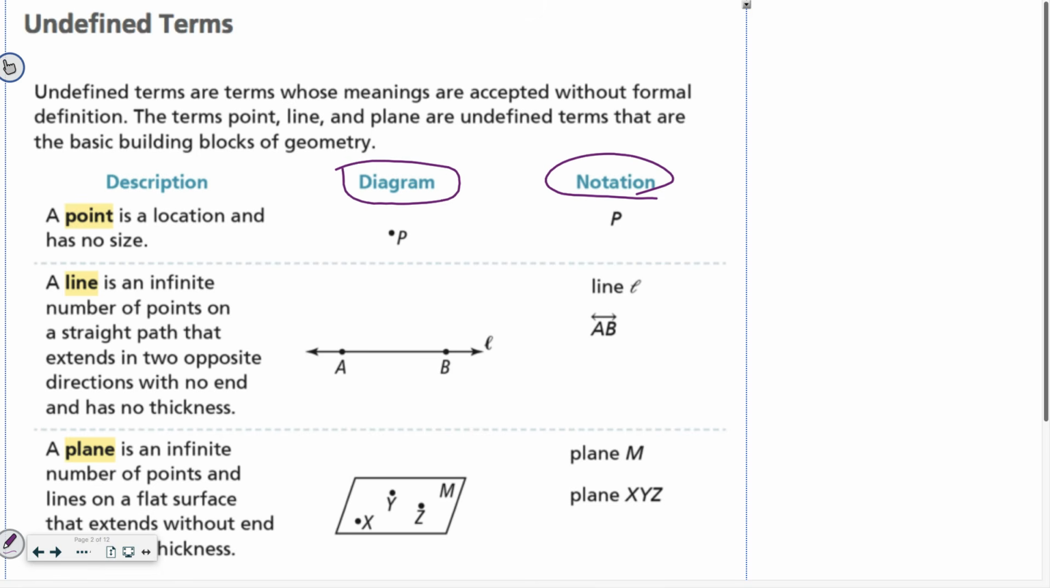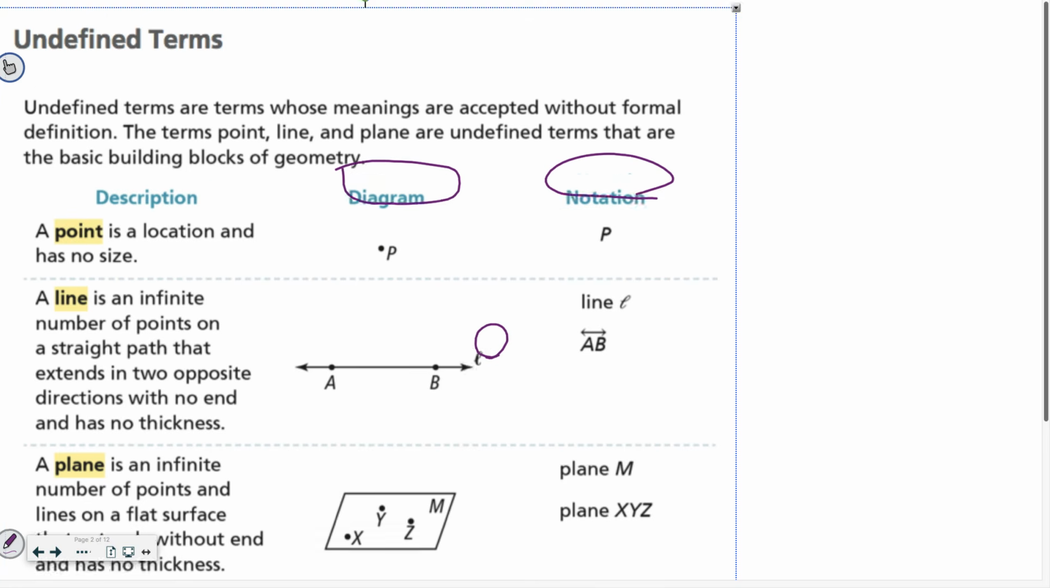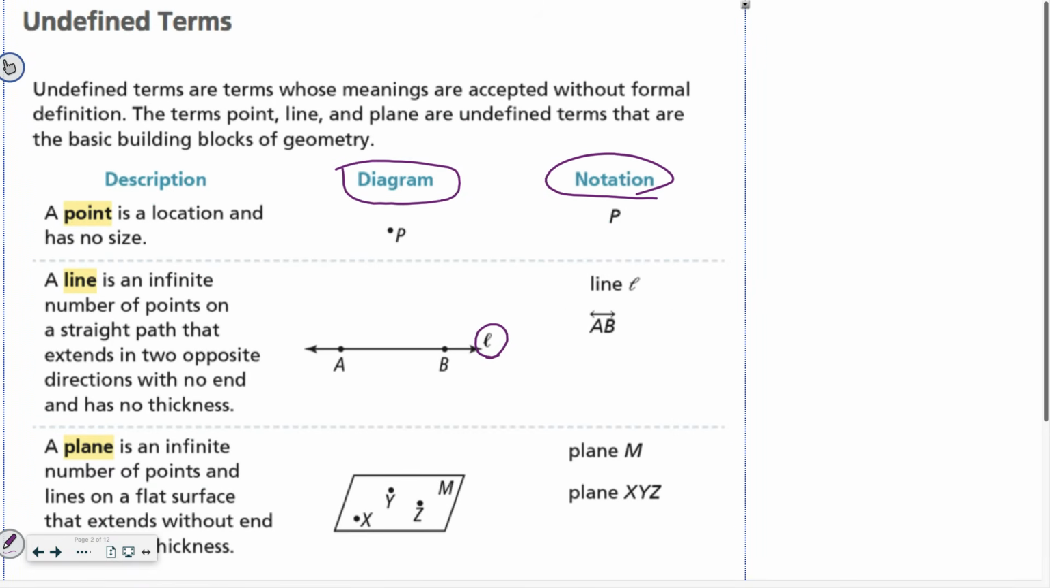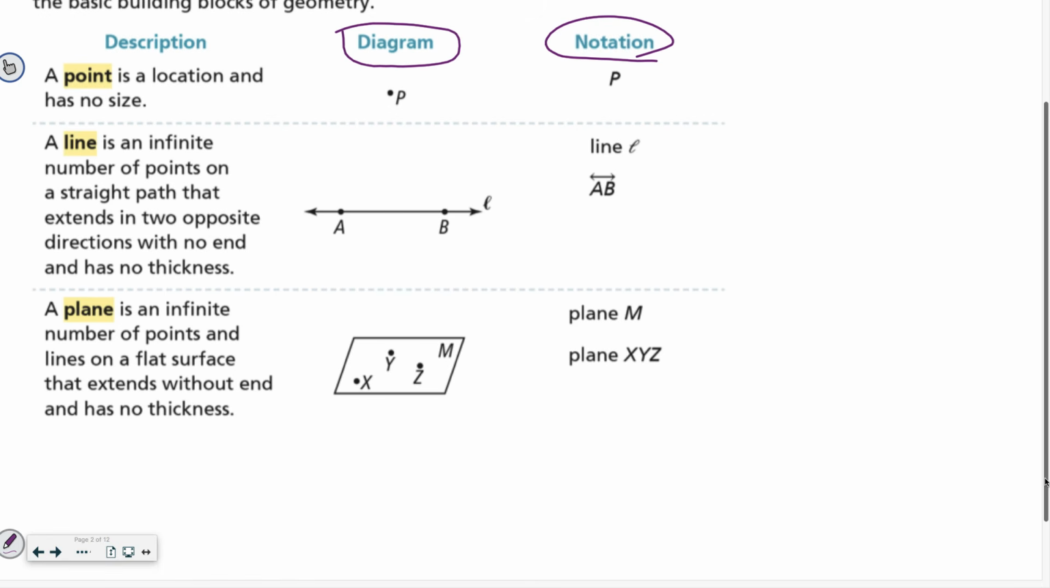Another way to name a line is you take a lowercase letter, it's usually written in cursive, but you can name the line by the lowercase letter. So in this case, line L. And then a plane is going to look like a 2D figure for you guys, okay? But it goes on forever and ever, just like a line. It goes on forever and ever in all directions.